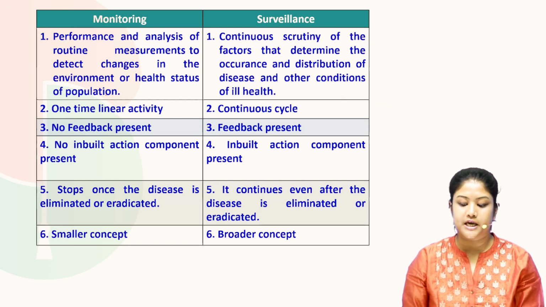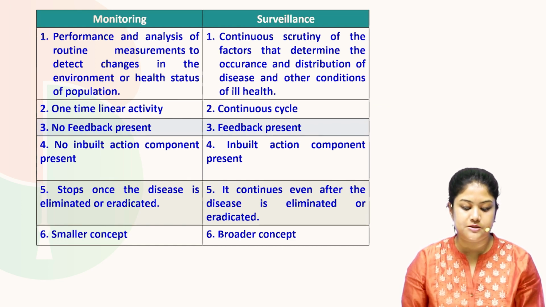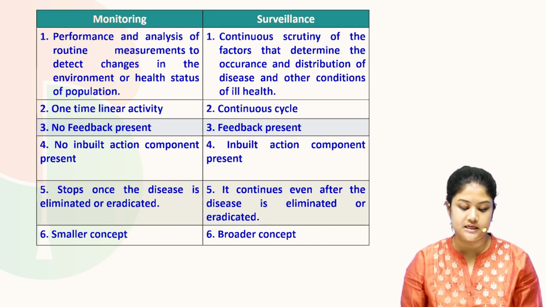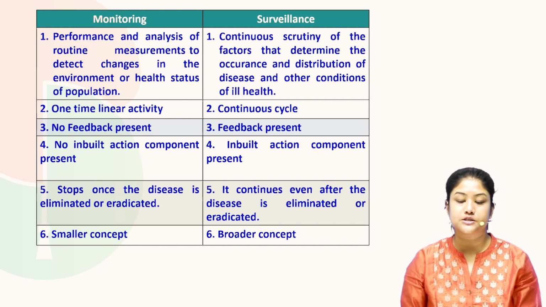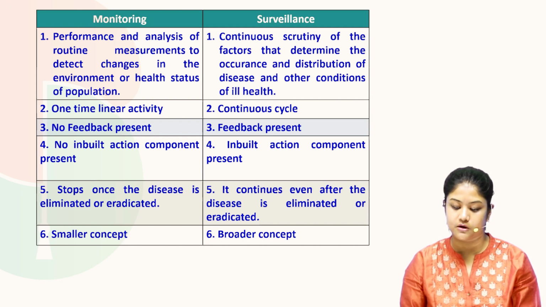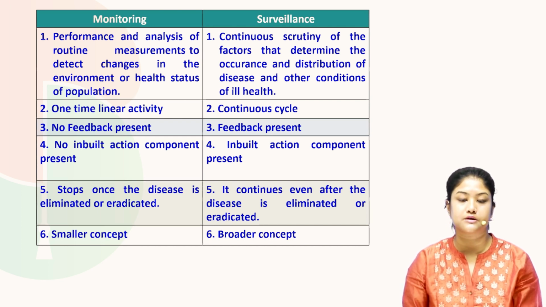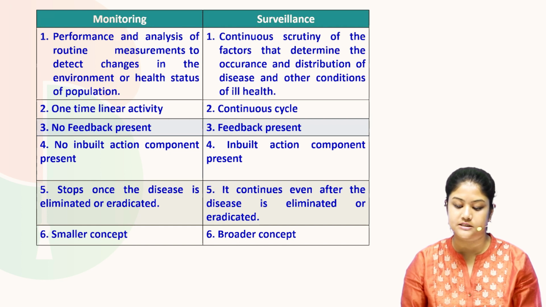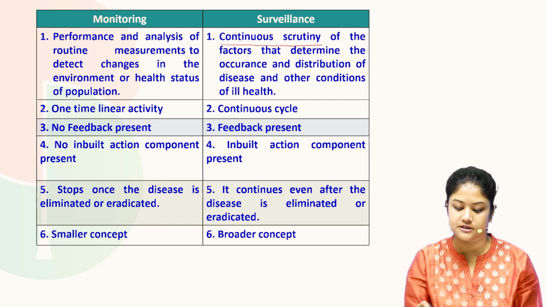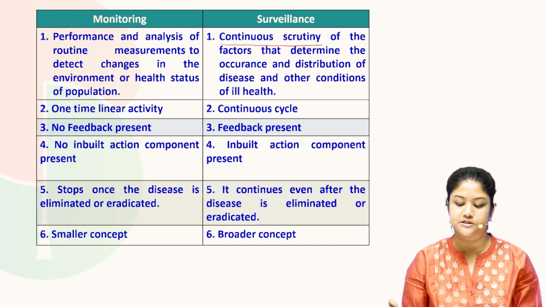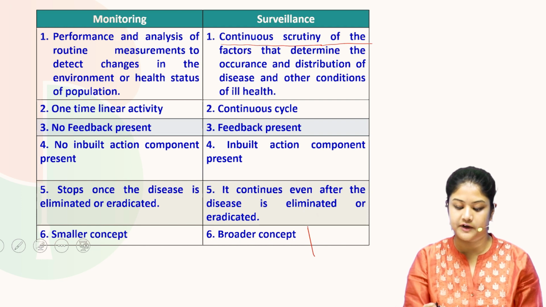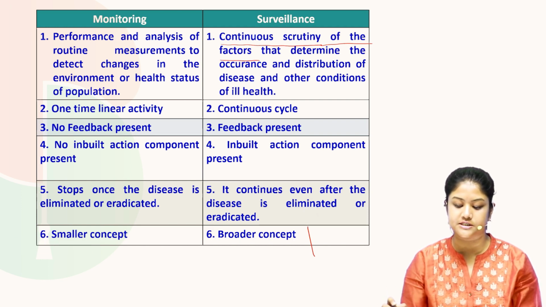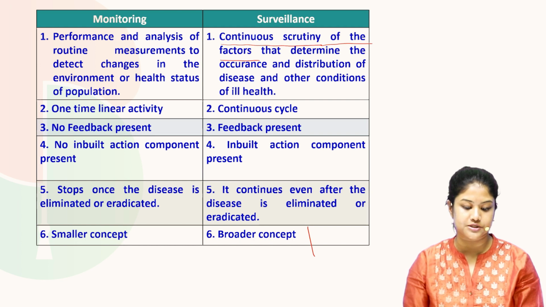So what does monitoring and surveillance mean? Monitoring means performance and analysis of routine measurements to detect changes in the environment or health status of population, whereas surveillance means continuous scrutiny of factors that determine the occurrence and distribution of disease and other conditions of ill health. So we may be asked about the definition of surveillance also. So in surveillance, this is the keyword that we should be able to identify, that is continuous scrutiny of the factors. So if we can identify our keywords, then we can easily choose the correct option.